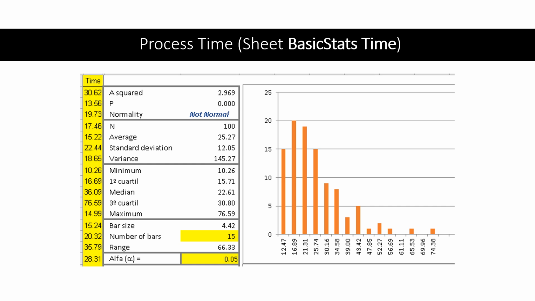This means we can't use an individual's chart. In this case, we can look for a data transformation that will make the data follow a normal distribution.